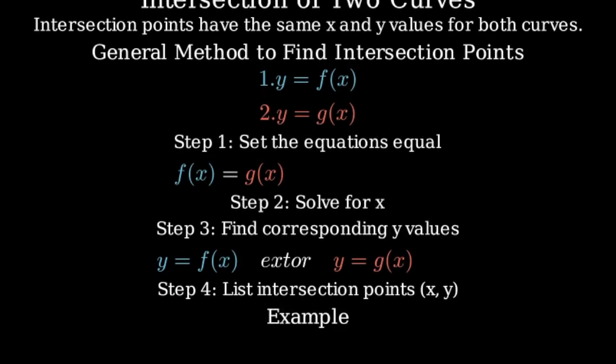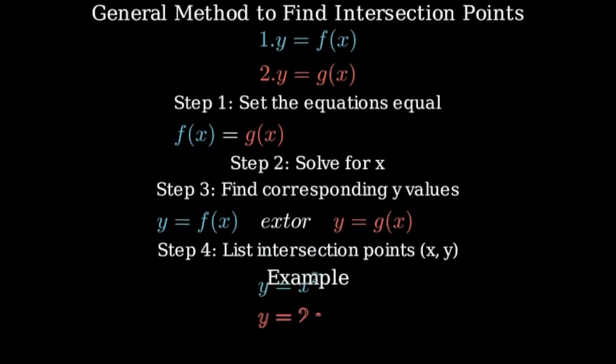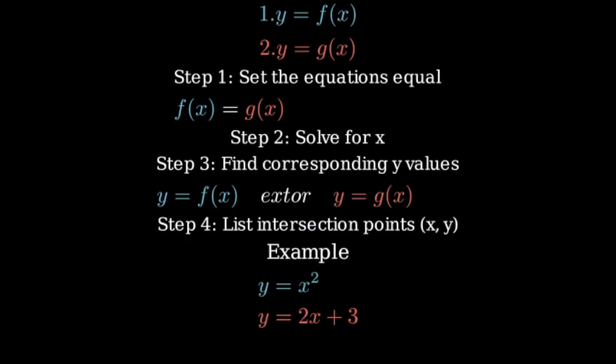Let's work through an example to make this clear. Suppose we want to find the intersection points of the curves y equals x squared, which is a parabola, and y equals 2x plus 3, which is a straight line. Step 1. Set the expressions for y equal to each other. So, x squared equals 2x plus 3.